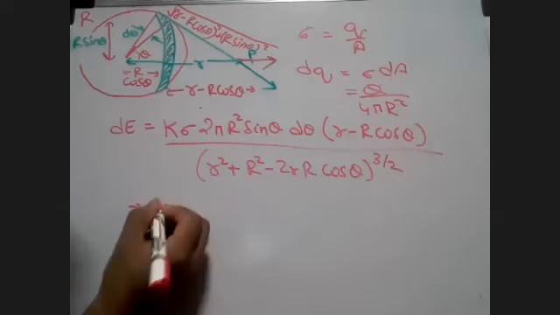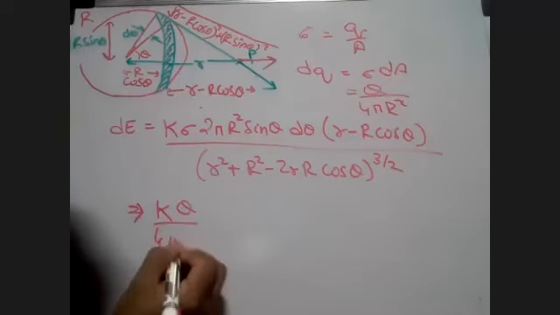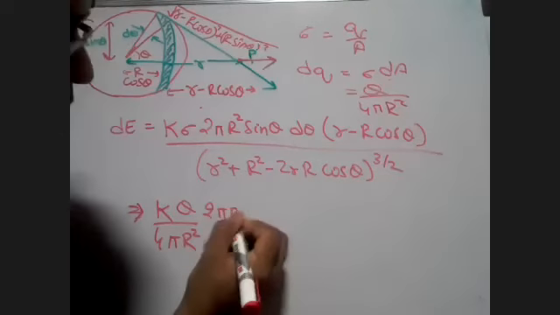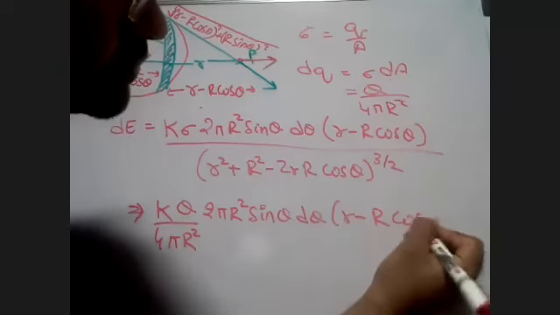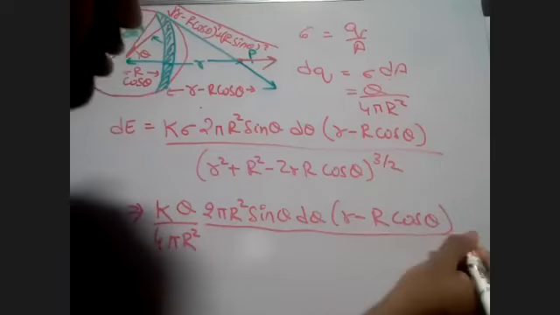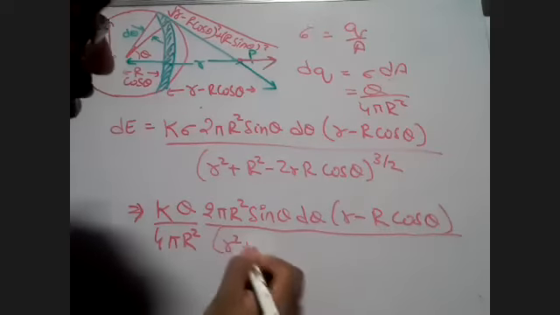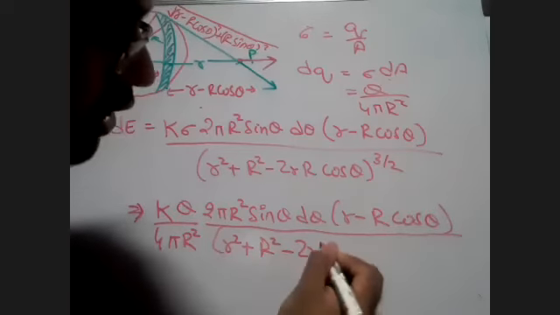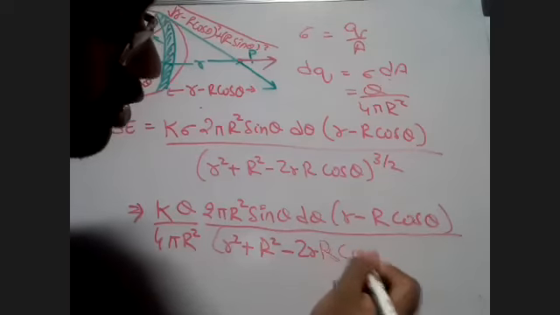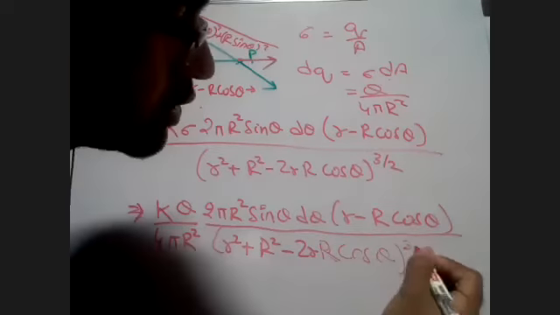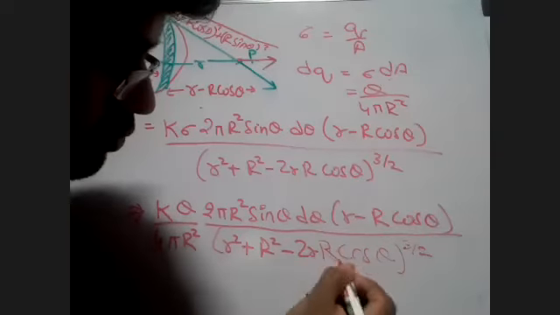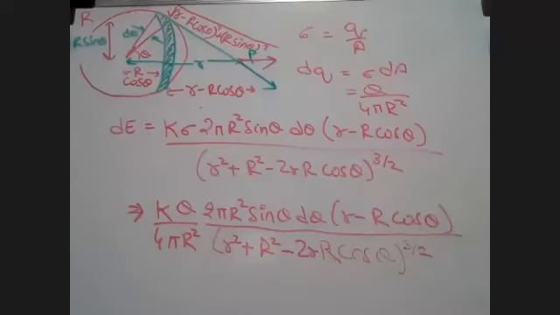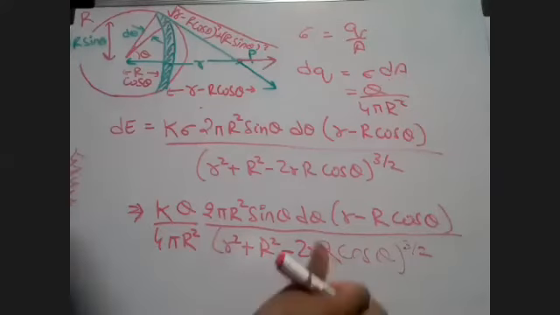So I will write that down: K Q upon 4 pi capital R square into 2 pi R square sin theta d theta (r minus R cos theta) upon this entire term, (r square plus capital R square minus 2 r R cos theta) whole raised to 3 by 2. Is that visible? Just write that down.